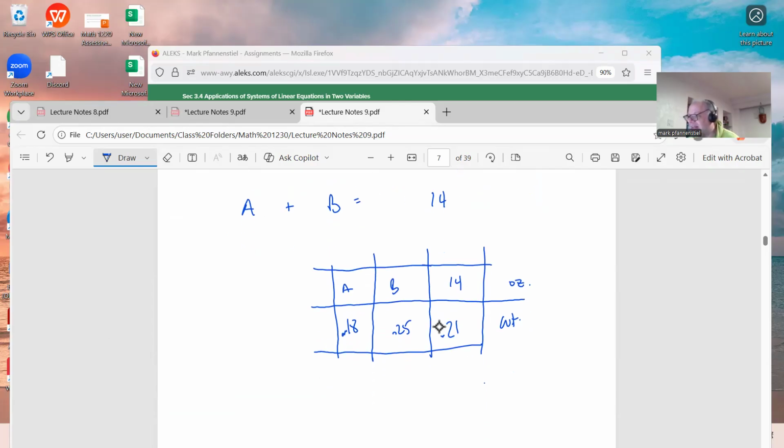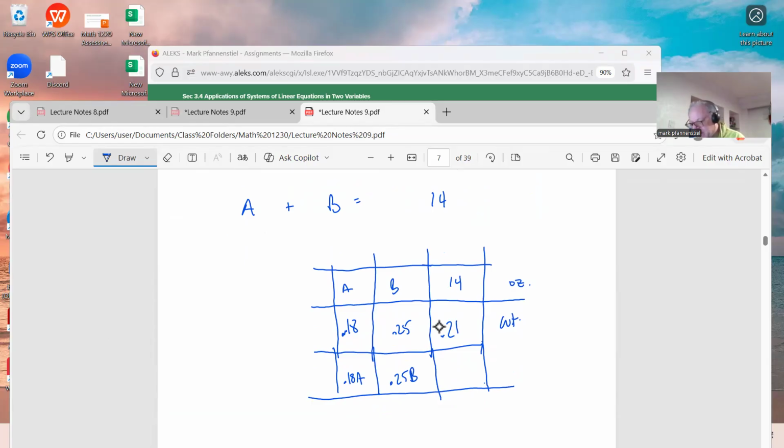And then the last thing is that we have to multiply the first and the second row to each other to see what's actually going to happen here. Okay. So we're going to say 0.18a, 0.25b. And what we're going to do is say 0.21 times 14 and see what happens here.